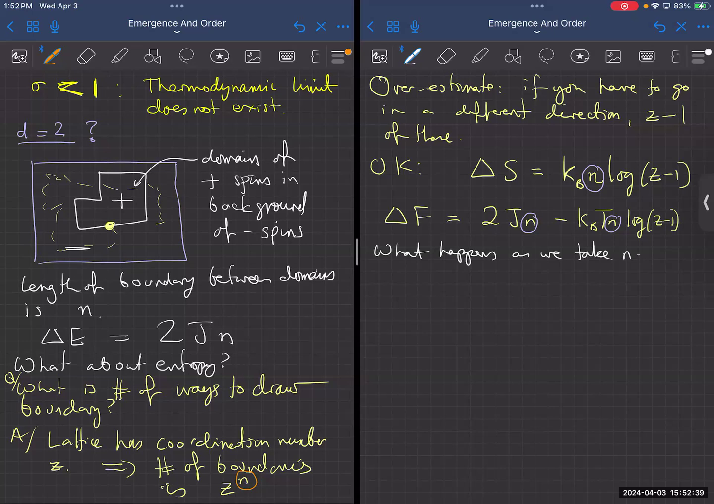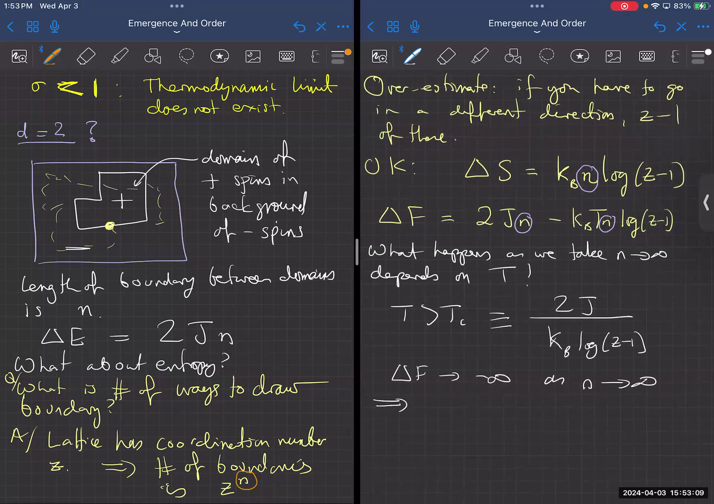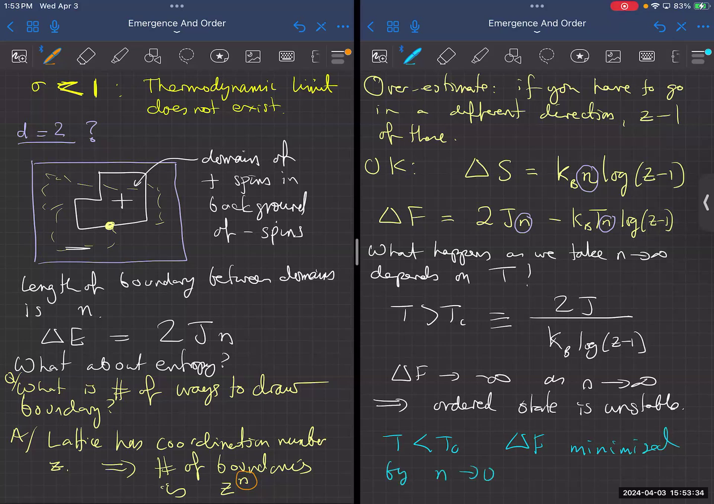And so now you can see that what happens as we take n going to infinity depends on the temperature. So if T is greater than this number, Tc, which is 2J over kB times the logarithm of z minus 1, then delta F goes to minus infinity as n goes to infinity. And that means that the ordered state is unstable to thermal fluctuations. But when T is less than Tc, the delta F is minimized by little n going to 0. In other words, the ordered state, the long-range order, is stable.